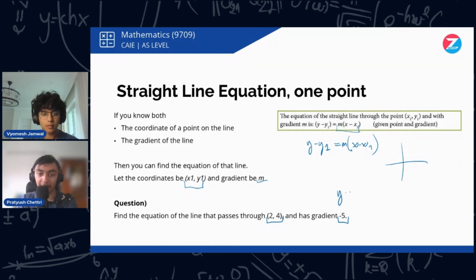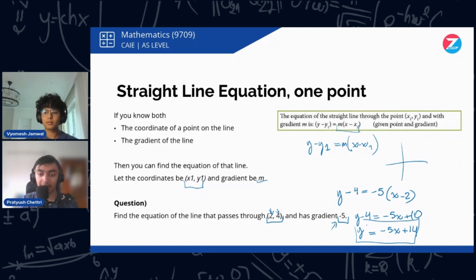So y minus y1, which is 4, equals m, which is minus 5, times x minus x1, which is 2, so minus 2. Now we're going to simplify this into the form we choose. So y minus 4 equals minus 5x plus 10. I'm going to move the 4 over: minus 5x, 10 plus 4, 14. That's the equation of our line, which has this gradient m and passes through the point 2, 4. If you substitute it in, it'll be true.